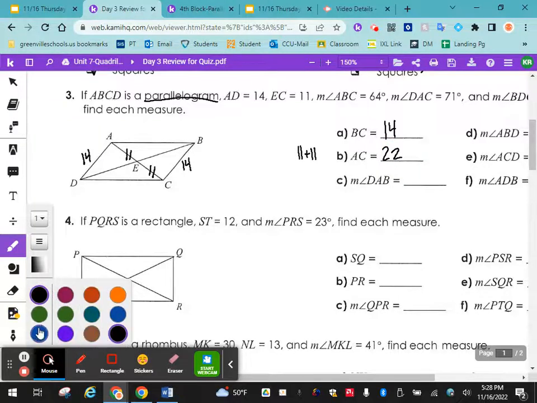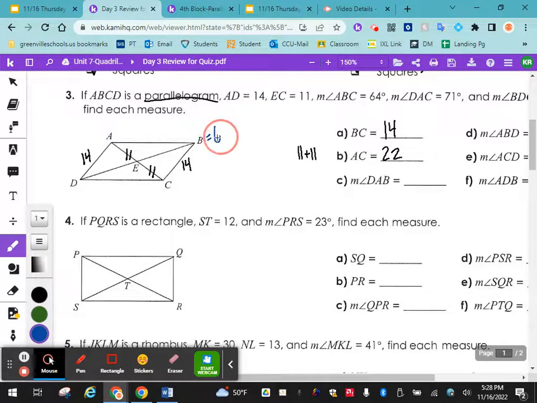All right, now we go to the angles. ABC is 64. So the whole angle from A to B to C is 64. Now, opposite angles are congruent. So if B is 64, so is D.